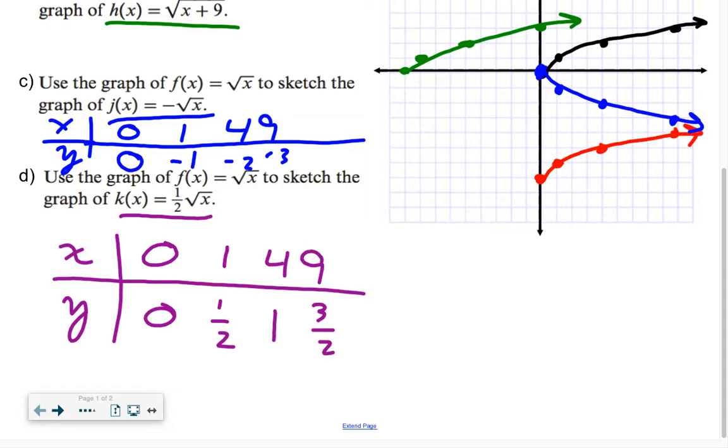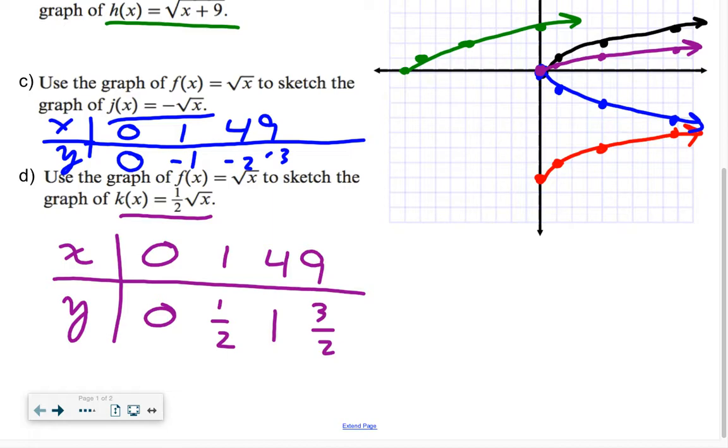So again, if we plot these points, there is 0, 0. Here's my 1, half. Here's 4, 1. And here's 9 and 3/2. So essentially what it did is it took all of our points and it split the distance between where that point was at and the x-axis, right? Okay, it compressed it by half.